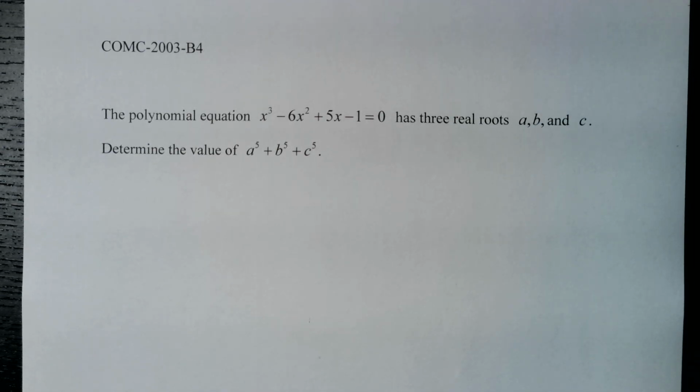Today we'll be looking at another question here, and as always, let's first start off by reading the question. This is from the COMC 2003 contest, and this is the fourth and final question of part B. The polynomial equation x to the power of 3 minus 6x squared plus 5x minus 1 equals 0 has three real roots a, b, and c. Determine the value of a to the power of 5 plus b to the power of 5 plus c to the power of 5.